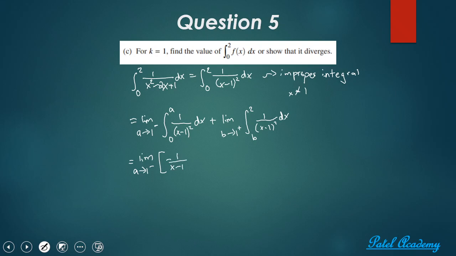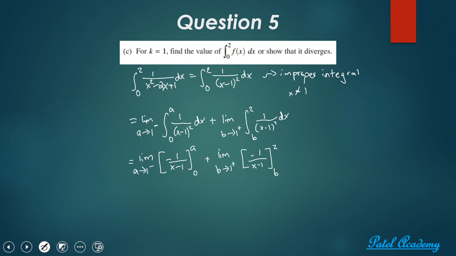So I get negative 1 over x minus 1. This is going to be evaluated from 0 to a, and then plus the limit as b approaches 1 plus of this same negative 1 over x minus 1 evaluated from b to 2. Now, specifically for this case, both of these will diverge. Both of these portions of the integral will diverge.